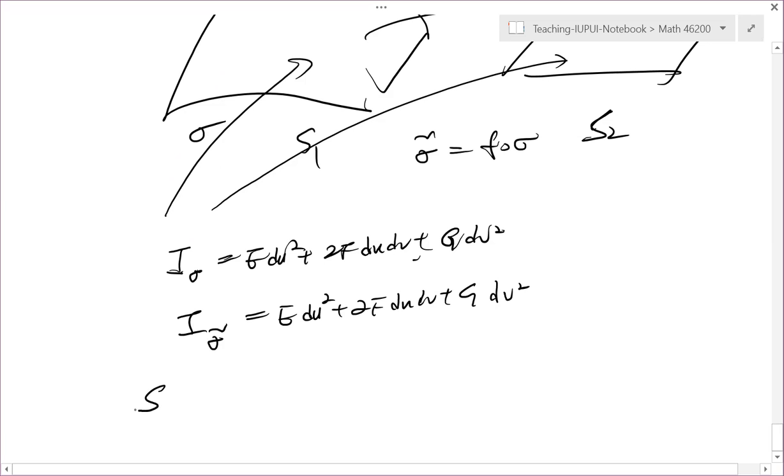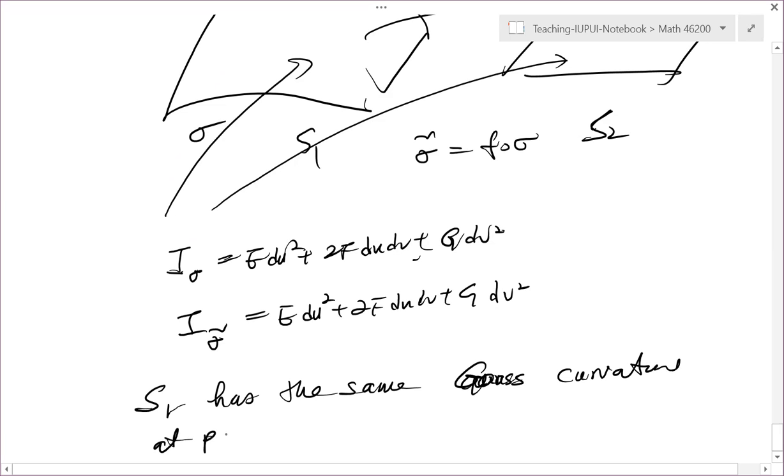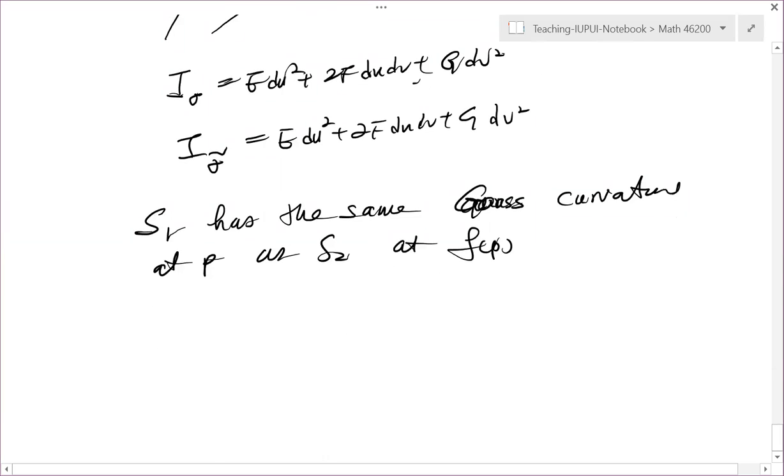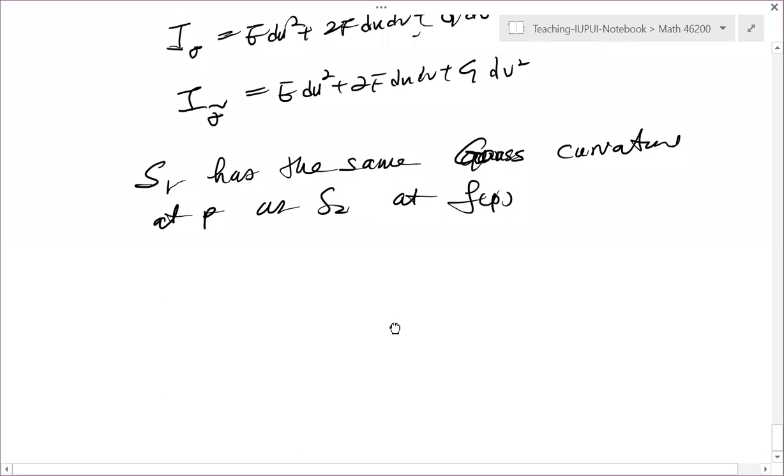So S1 has the same Gauss curvature at P as S2 at f of P. So there's a corresponding point where the Gaussian curvature is the same. So that means you cannot make the surface of the sphere flat. You cannot make the surface flat by isometry. So that concludes that.